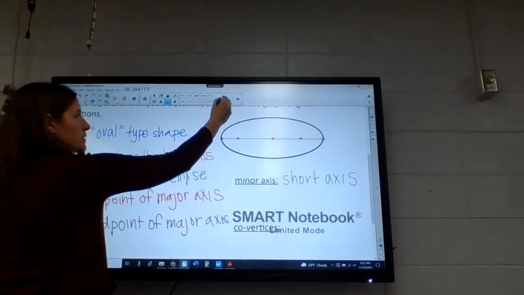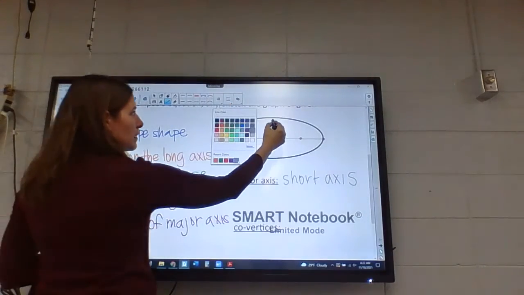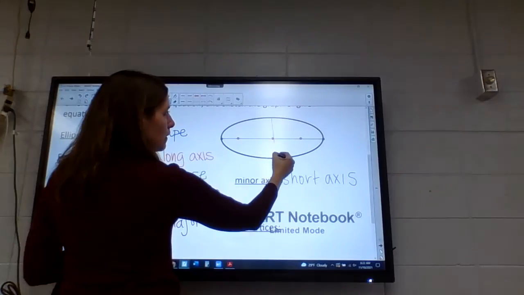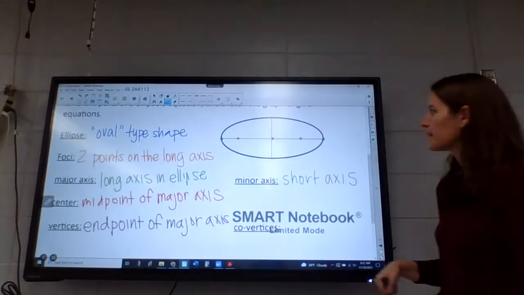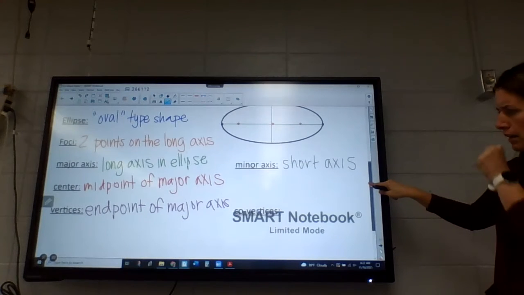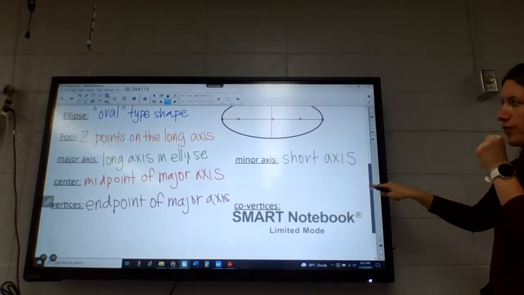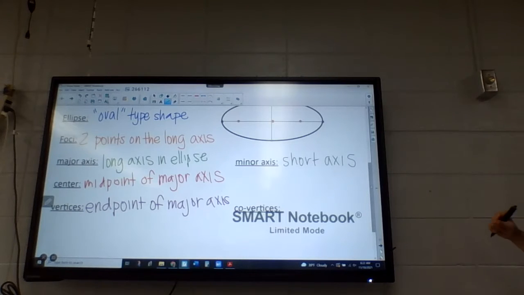Our short axis here. I have to move that guy over. Close enough. And that short axis should still go through the center, even though mine's a little bit off. And hopefully it seems reasonable that the co-vertices are on the end of that short axis.